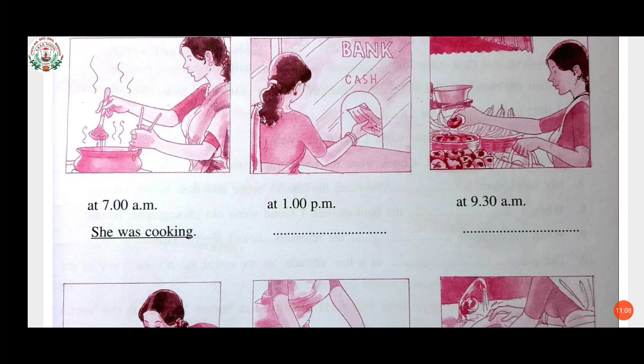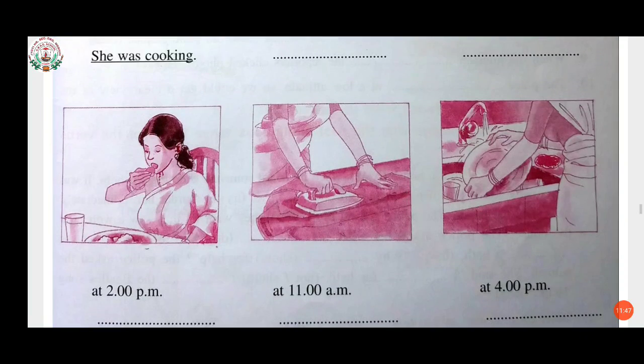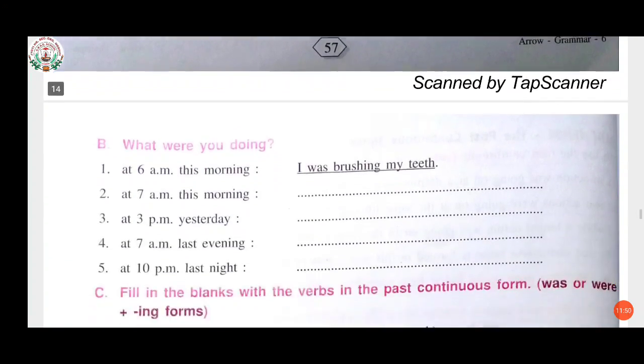So at 7 a.m., here it is written, at 7 a.m. what was she doing? She was cooking. At 1 p.m. she was withdrawing money. See, listen children, that was we are using, and cooking, cook is a verb, and with that we are using ing as we are writing a sentence in the past continuous tense. So at 1 p.m. we will write she was withdrawing money. At 9:30 a.m. she was buying fruits. So in the next one, just look at the picture and try to write the sentence by your own.